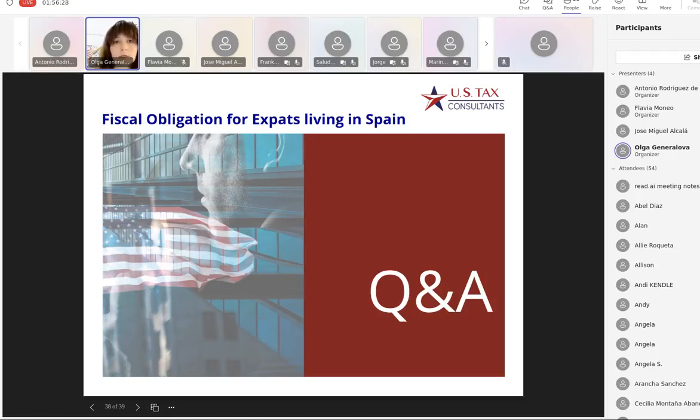So for Hacienda, in this case, it doesn't treat an IRA or Roth IRA as a pension plan, and it treats them as a financial product. So it means that an IRA or Roth IRA should be included in the wealth tax. And there are several binding rulings from the Spanish tax agency which confirm it. So if you want, you can send us an email, and I will send you the link to this document.